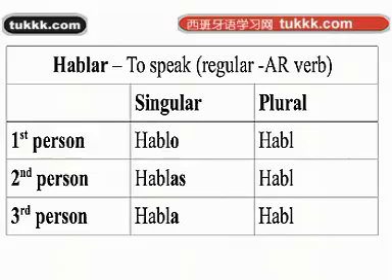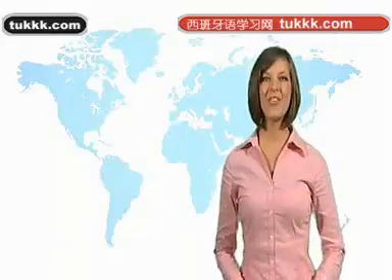For nosotros or nosotras, you'll have AMOS, giving you hablamos. For vosotros and for vosotras in Spain, you'll add A with an accent, IS, habláis, you plural speak. And lastly, you'll have ellos, ellas, and ustedes, all with the same ending, AN, hablan, they speak or you plural speak. Y otra vez, con fotos, repite.